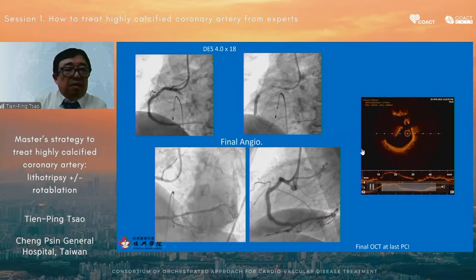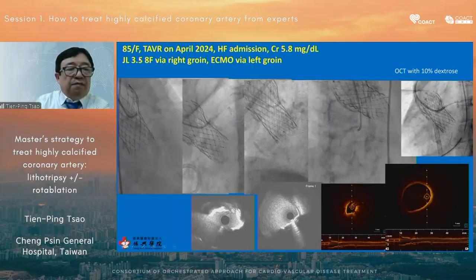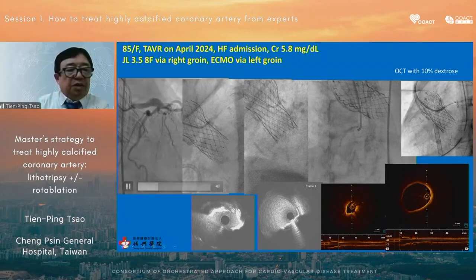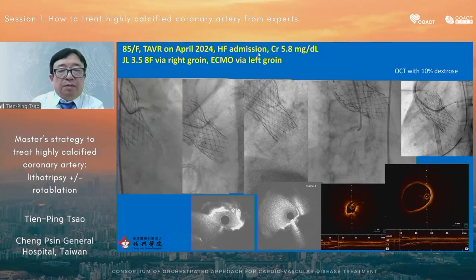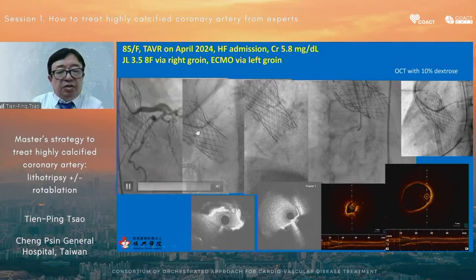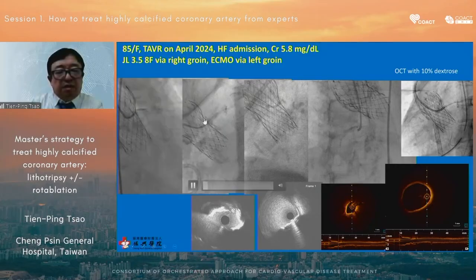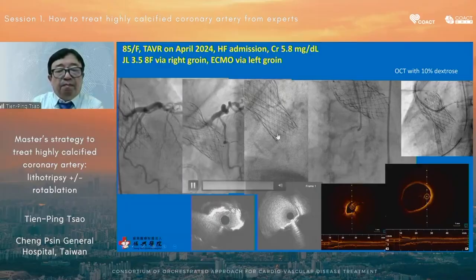And this is the second case, an 85-year-old female. She received the TAVR in April 2024. Heart failure admission, poor renal function. So we use the Jenkins 3.5 8 French to do the PCI for the ostial left main calcified lesion. You can see there's a haziness at the ostial left main.